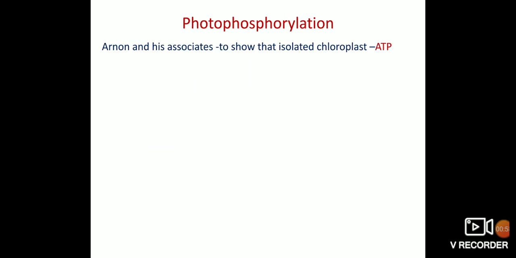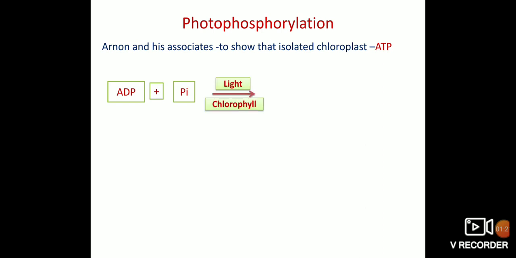Arnold and his associates were the first to show that isolated chloroplasts can produce ATP when exposed to light. That is, adenosine diphosphate reacts with an inorganic phosphate in the presence of light and chlorophyll and forms adenosine triphosphate, or ATP. They called this phosphorylation photophosphorylation, as it occurs in the presence of light.